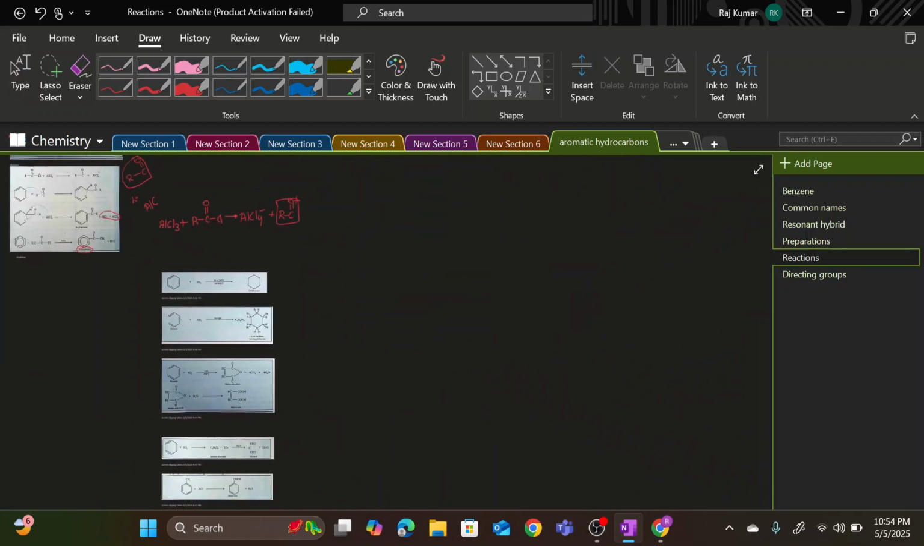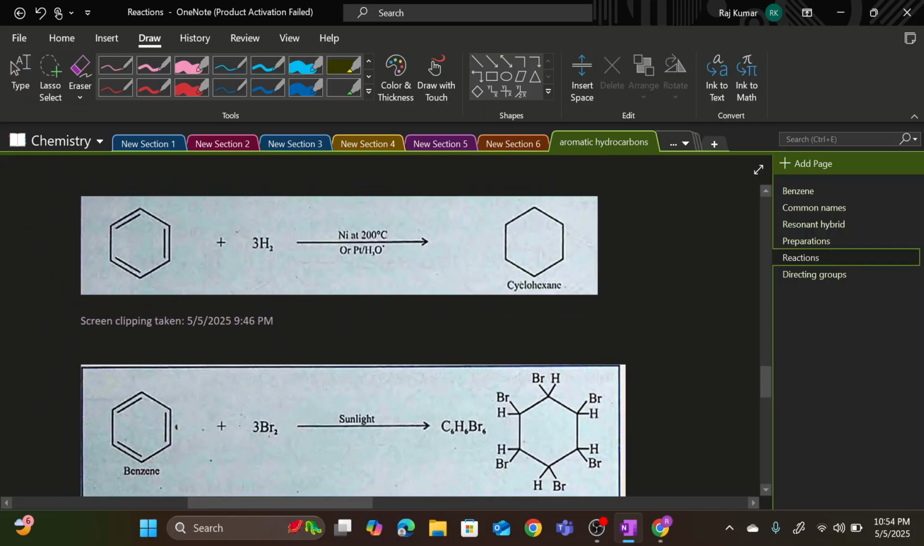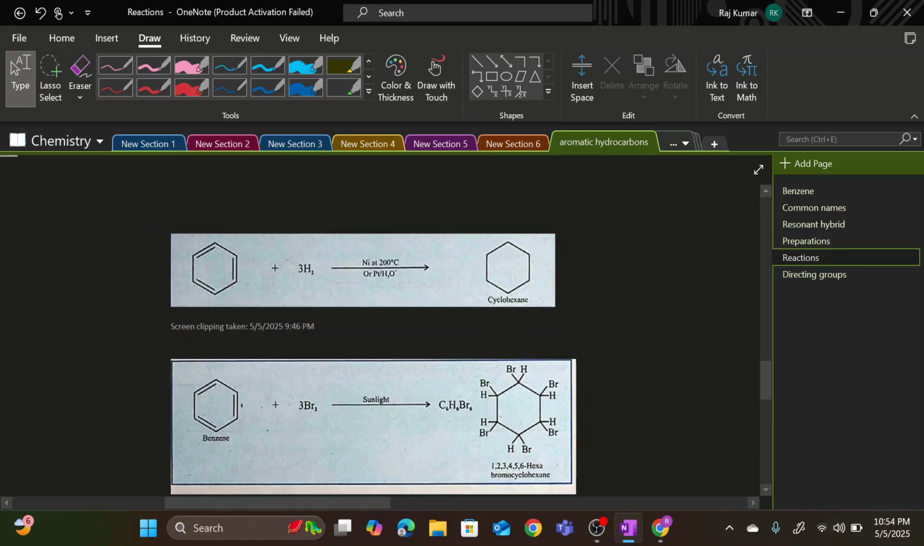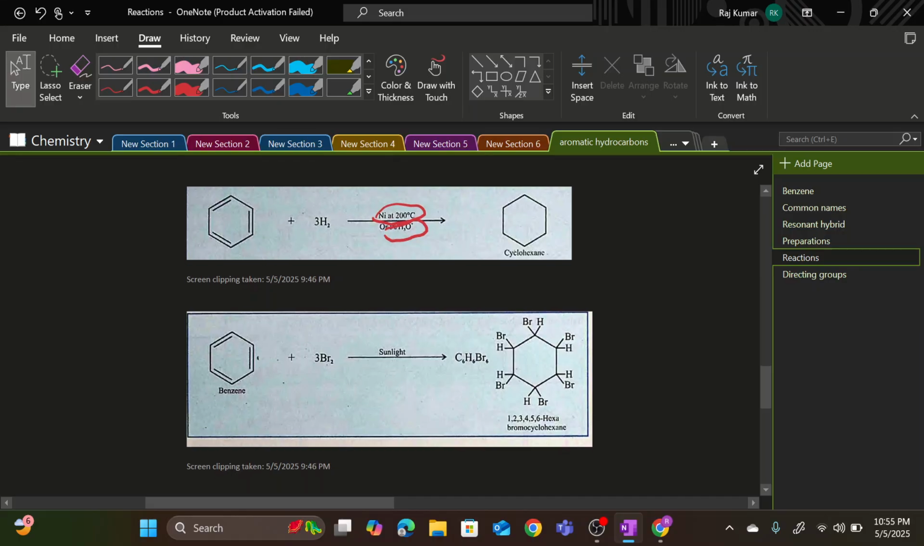Alright. These are some of the reactions which involve electrophilic substitution. Now let's discuss some addition reactions. Addition reactions involve, number one, hydrogenation. This is a hydrogenation reaction where we either take nickel at 200 centigrade or we take platinum in a weak acid such as acetic acid.